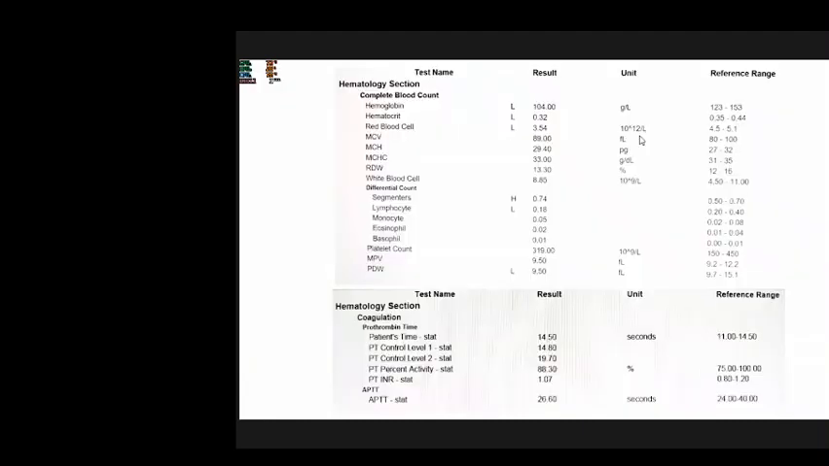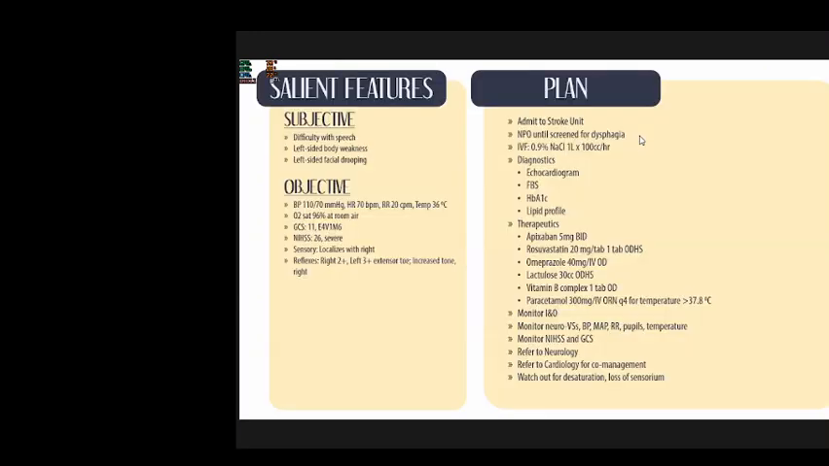For the CBC, we can see that the patient has decreased hemoglobin and hematocrit. The RBC is also decreased, which is relatively common in patients with ischemic stroke due to the fragility or destruction of the cell. The patient's INR and APTT are within the normal range. So this was the order of our patient on the first hospital day.